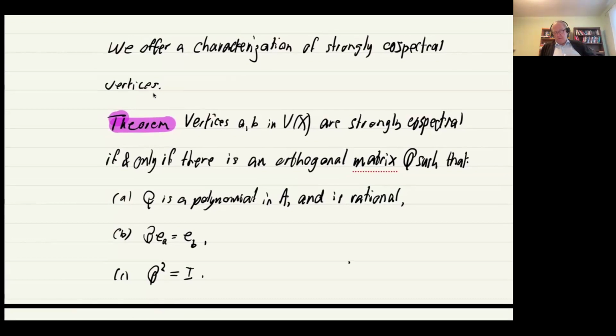Let's see if I can. 1, 2, 3, 4. And I think it's this and this. So that's Schwenk's tree, and those two vertices are co-spectral. The eigenvalues are simple, which you can check in various ways, putting it in Sage, for example. So they're strongly co-spectral, but clearly no automorphism of the graph maps this to this.